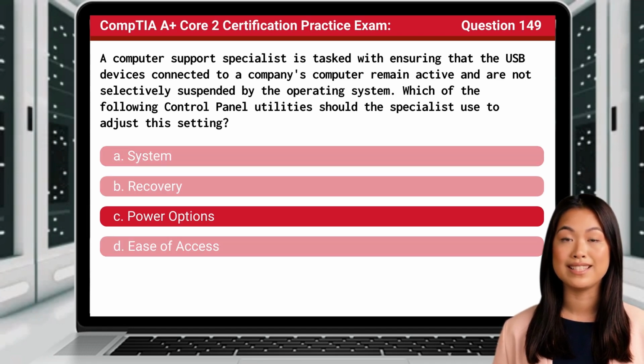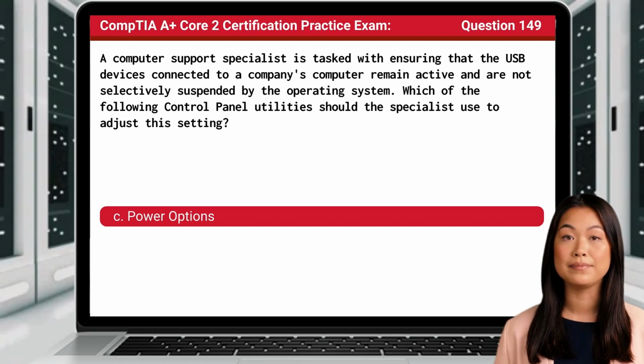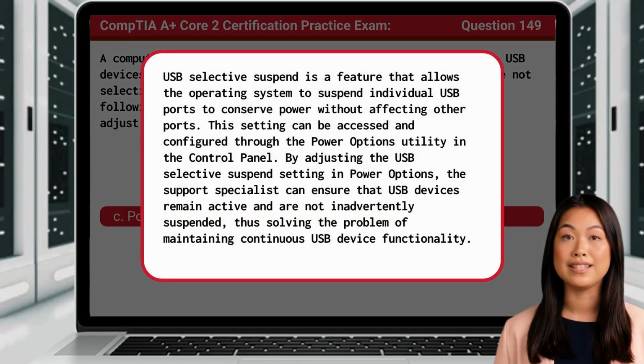The answer is C. Power options. USB Selective Suspend is a feature that allows the operating system to suspend individual USB ports to conserve power without affecting other ports. This setting can be accessed and configured through the Power Options utility in the control panel. By adjusting the USB Selective Suspend setting in Power Options, the support specialist can ensure that USB devices remain active and are not inadvertently suspended, thus solving the problem of maintaining continuous USB device functionality.